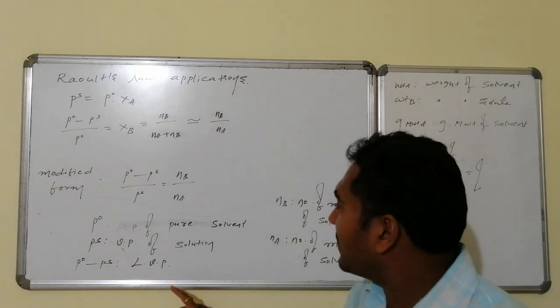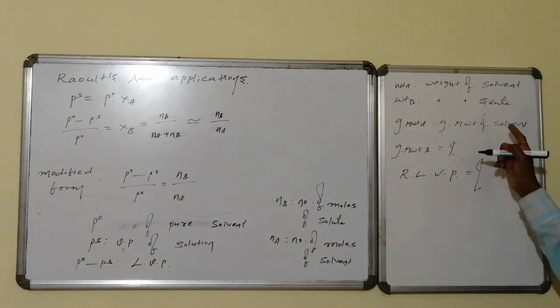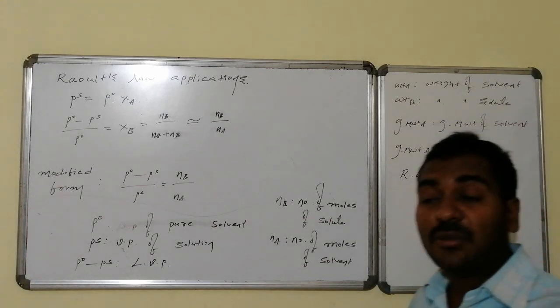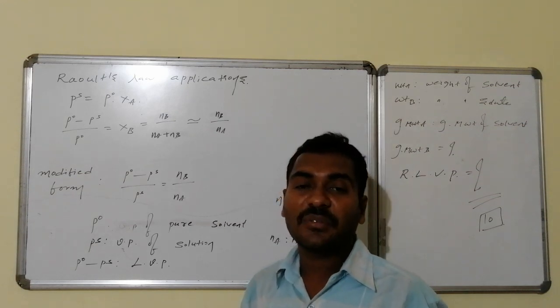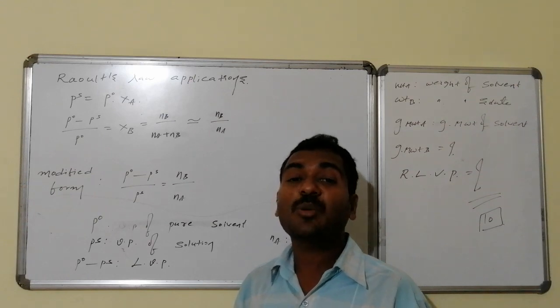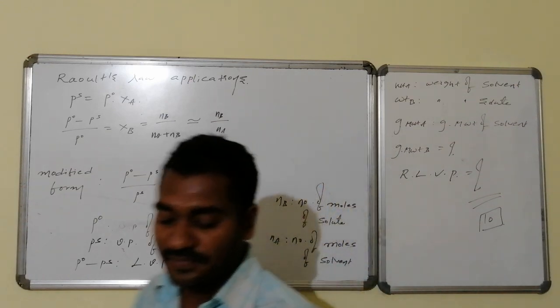If you count once again, 1, 2, 3, 4, 5, 6, 7, 8, 9, 10 varieties of questions can be framed over this particular information, that is, relative lowering in vapor pressure becomes equal to mole fraction of solute. On behalf of that, we can get 10 models of questions framed over this Raoult's law.